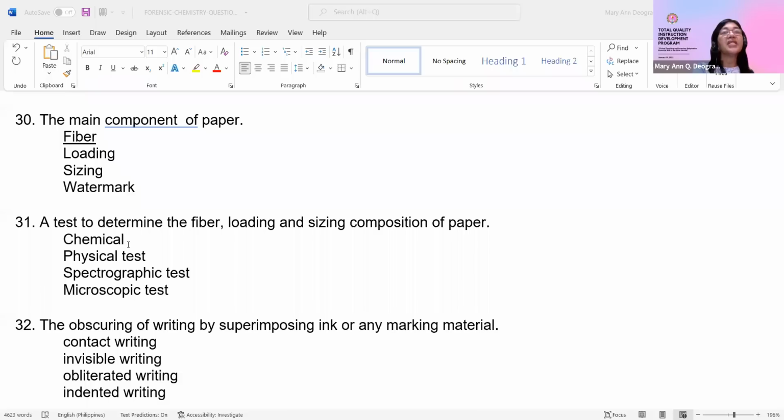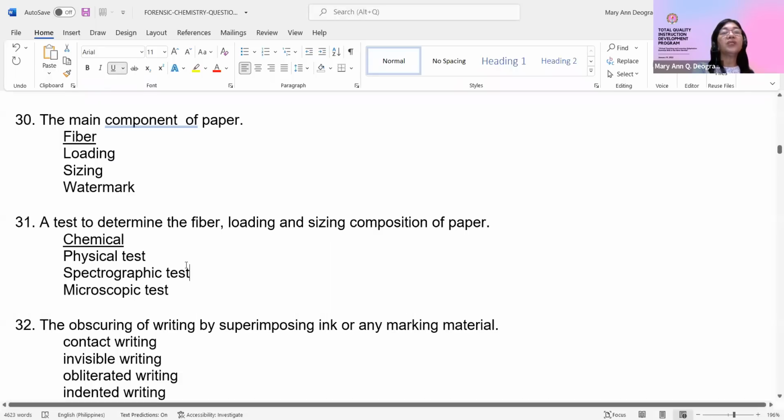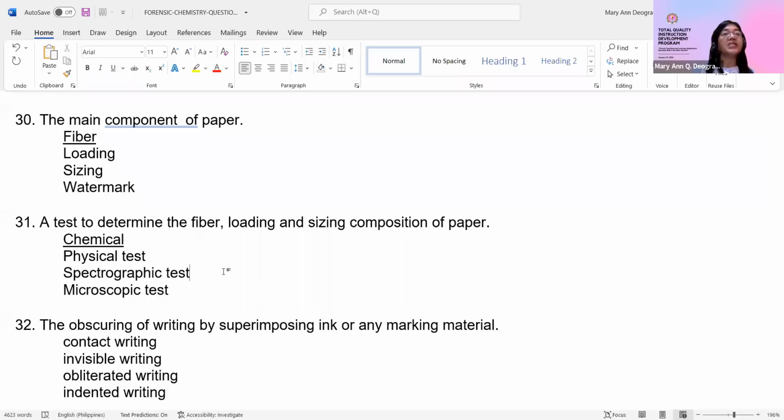Okay, physical eh. Ano lang naman yan eh. It's all about the color, odor, ganyan yung physical test. Spectrographic, instrumental method yan. Microscopic is to see for the presence of imperfections, ganyan yan.